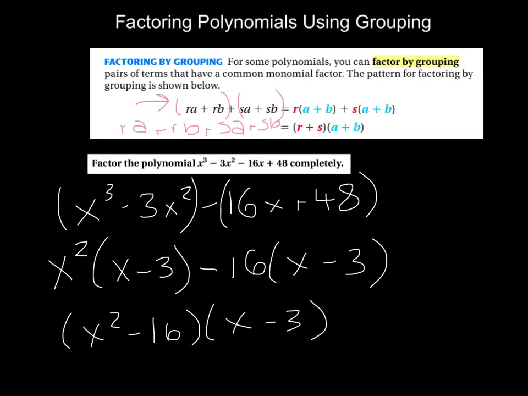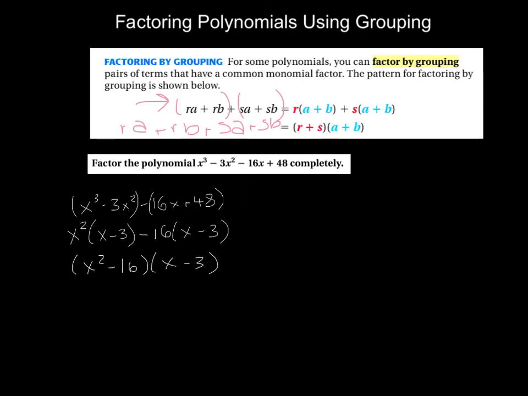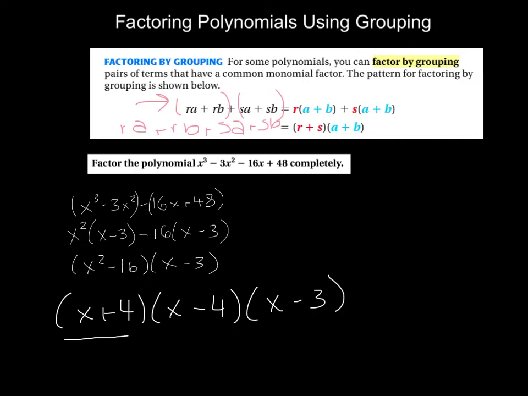Now, can we factor this down any further? Yes, we can. X squared minus 16 is the difference of two squares. So when we factor down x squared minus 16, we're left with x plus 4 times x minus 4, and the x minus 3 comes along for the ride. So this is our completely factored version of our original polynomial.